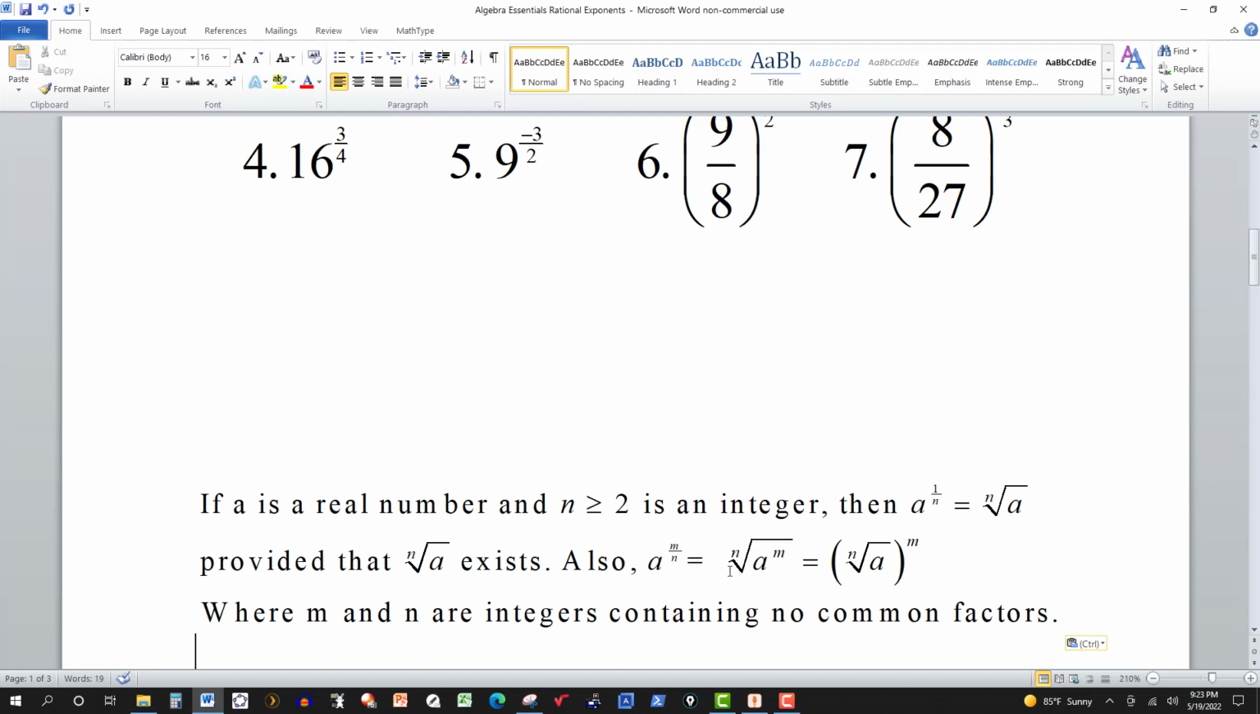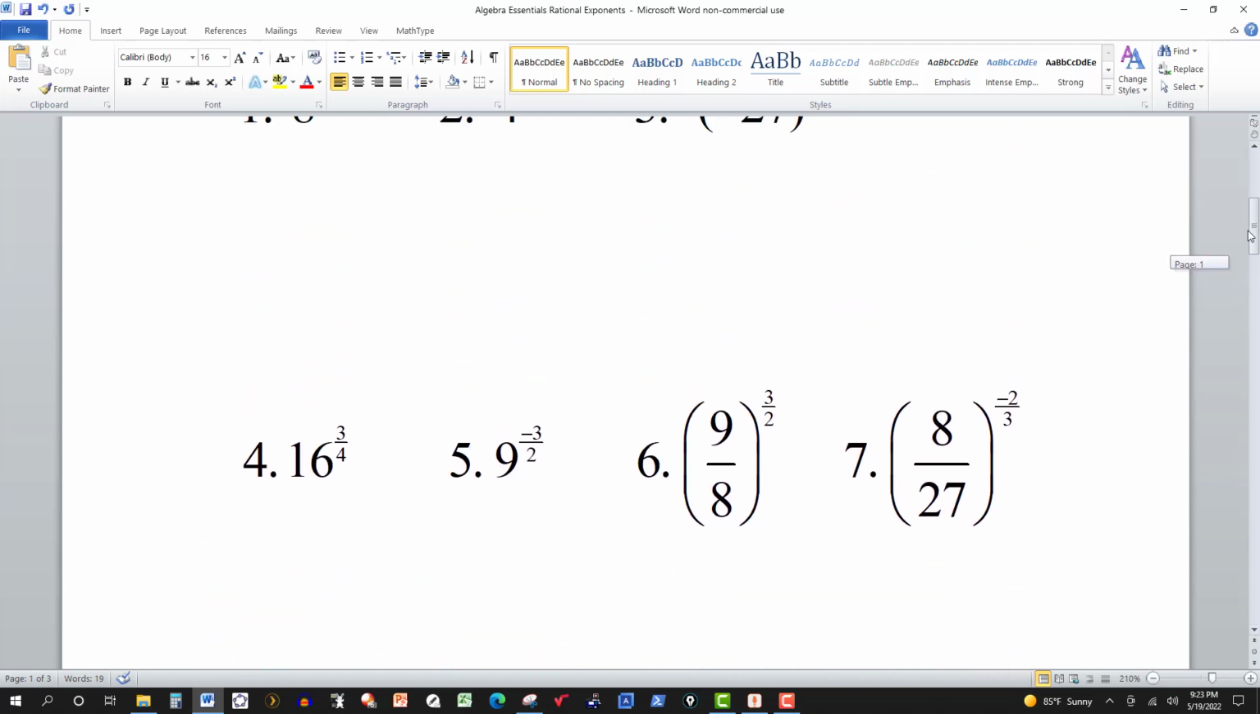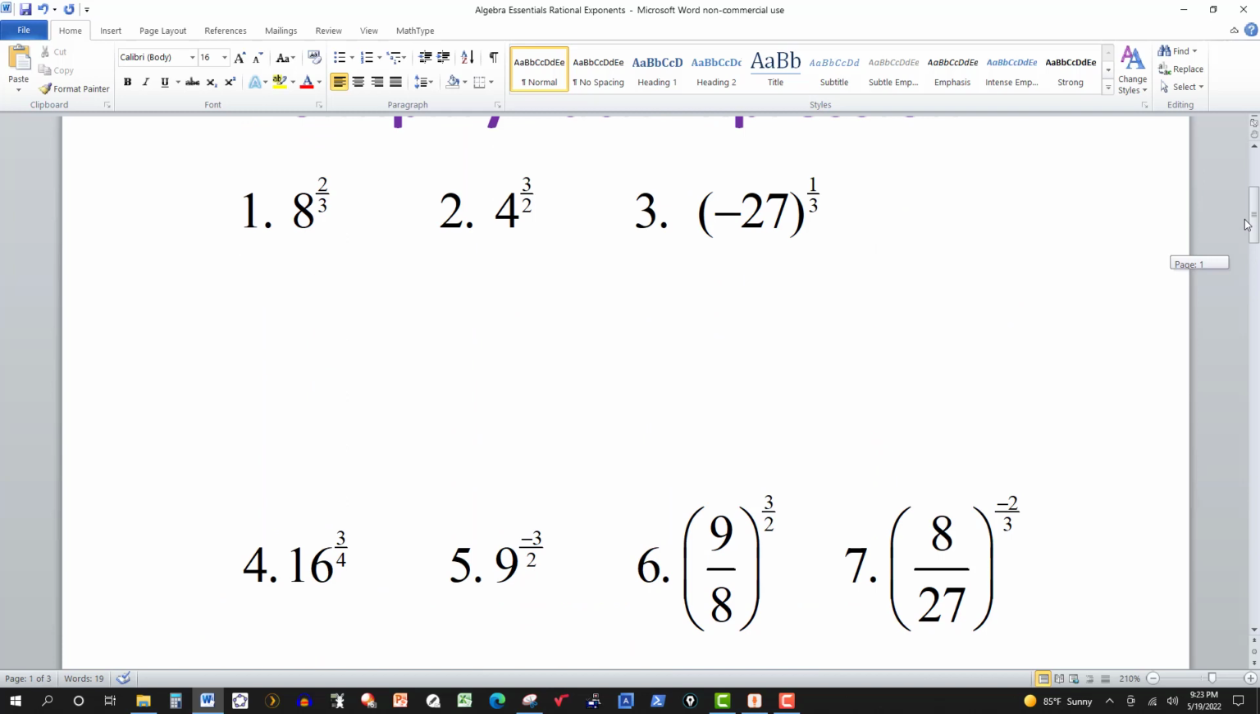Also, if you have a to the m over n power, you can write it a couple of ways. The nth root of, in the radicand, a to the m, or it can be written as the nth root of a, all in parentheses, taken to the m power, where m and n are integers containing no common factor. So you want these in lowest terms, the m over n. So you always want to reduce that if you can. So again, these are the problems. You can pause the video wherever you want to see if you can work these out.